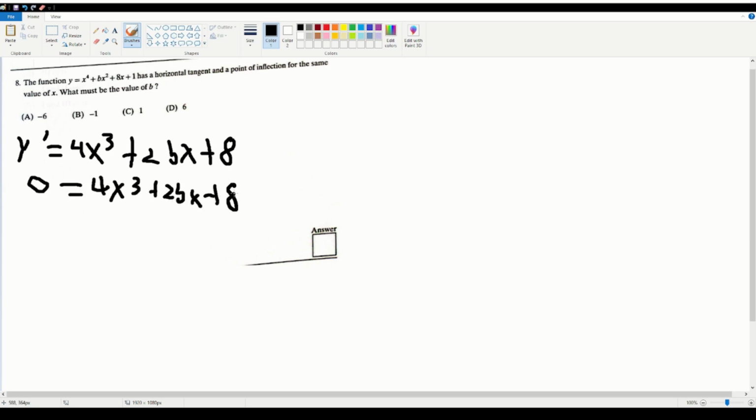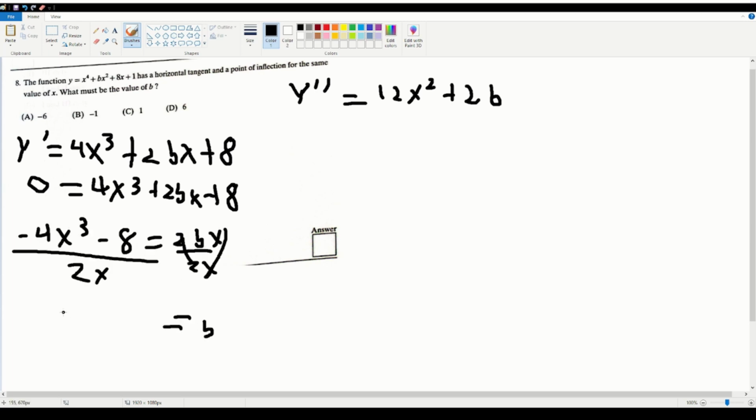Now it also says there's a point of inflection at the same point, so we have to do the second derivative, so y double prime is equal to 12x squared plus 2b. Now, this is a system of equations. You could solve for either x or b. I'll personally solve for b. I think it's easier because there's going to be either weird factoring or radicals. So let's just solve for b.